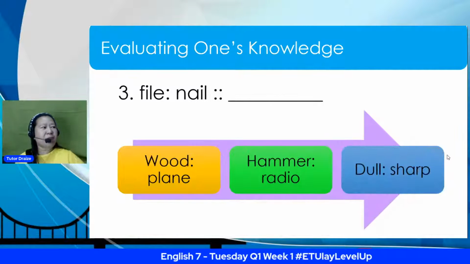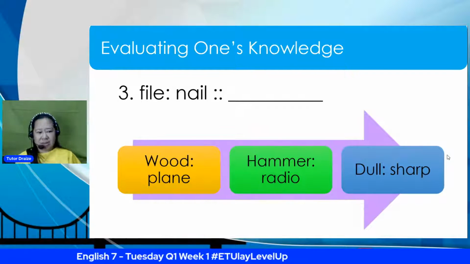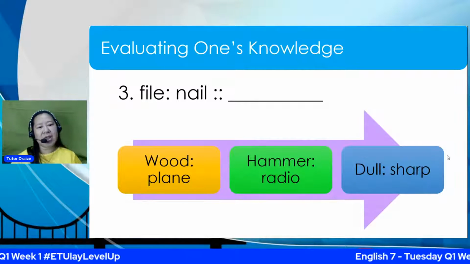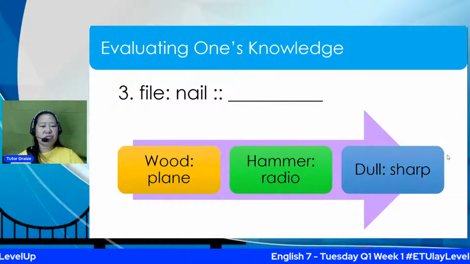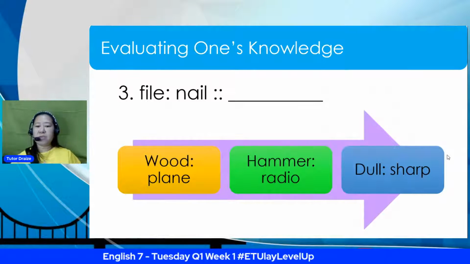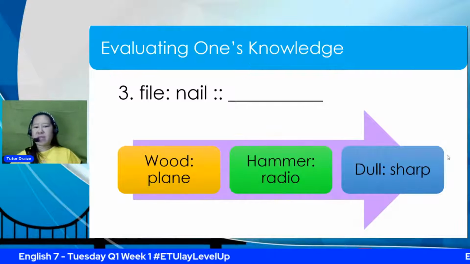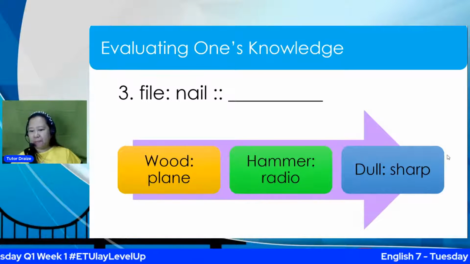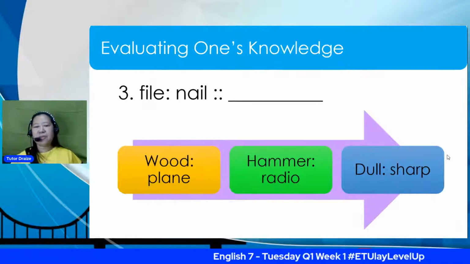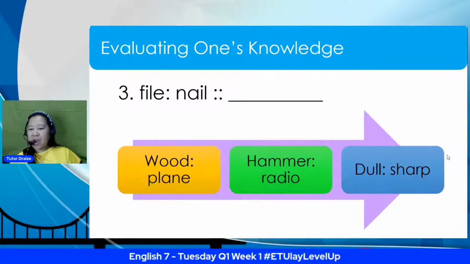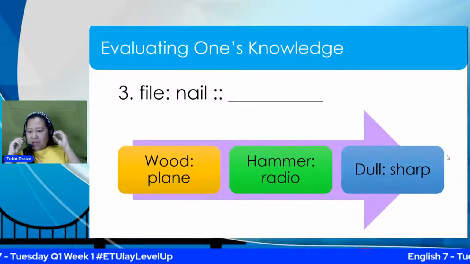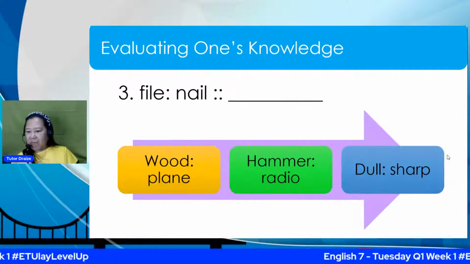Next, number three. File is to nail. What do you think is the correct answer? File is to nail as blank to blank: wood to plane, hammer to radio, or doll to sharp. What is the correct answer for number three? Please write the correct answer. According to Rainier, it's doll is to sharp. Althea Princess is also saying the same thing.